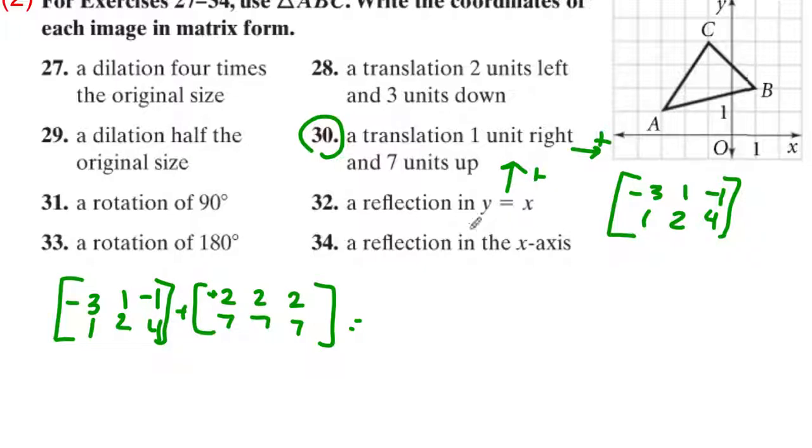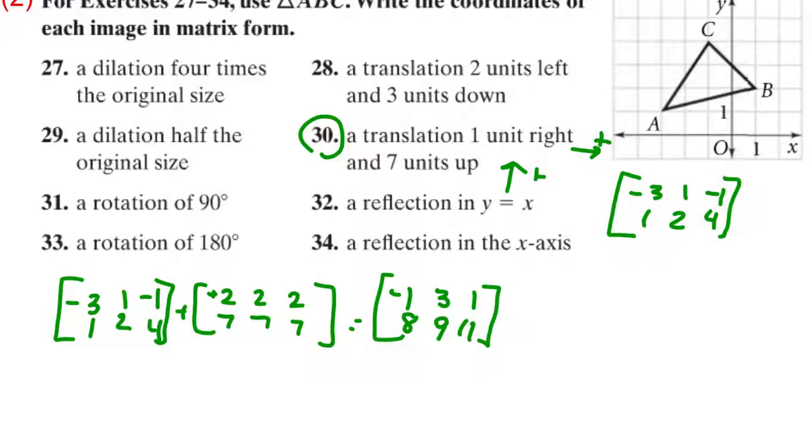-3 plus 2 is going to give us -1. 1 plus 2 is 3. -1 plus 2 is 1. 1 plus 7 is 8. 2 plus 7 is 9. And 4 plus 7 is 11.